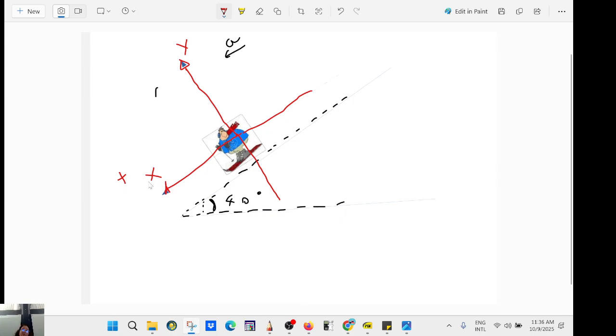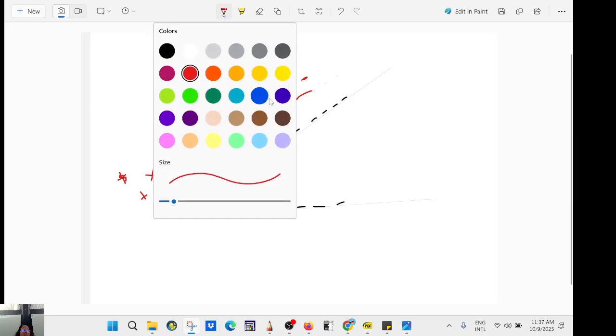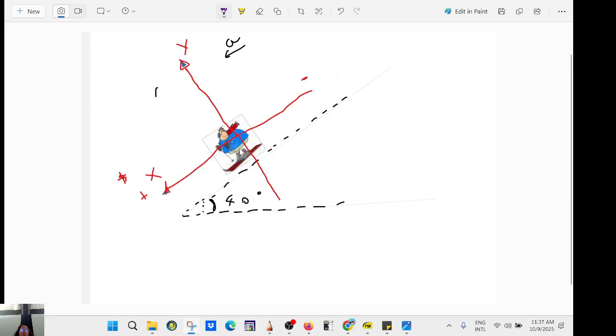So down will be plus. This is a plus. This is a plus. That will be a minus. And then there is no friction. So what will be the force acting?